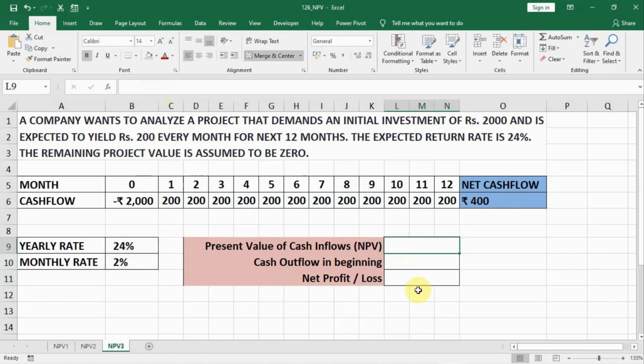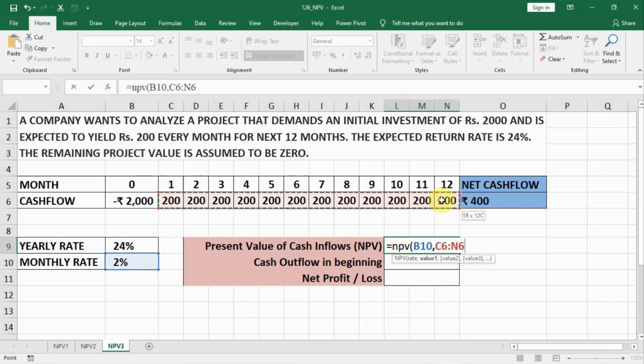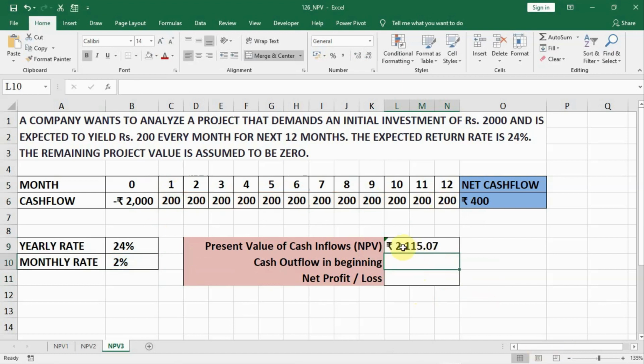So let us find the present NPV. We'll write equal to NPV, bracket open, and our rate is 2% here. We'll put a comma and select our yield of 200 rupees for the 12 months, bracket close and enter. And the present value is 2115. The cash outflow in the beginning was minus 2000. So we add the two, and our net profit is 115 rupees in terms of today.